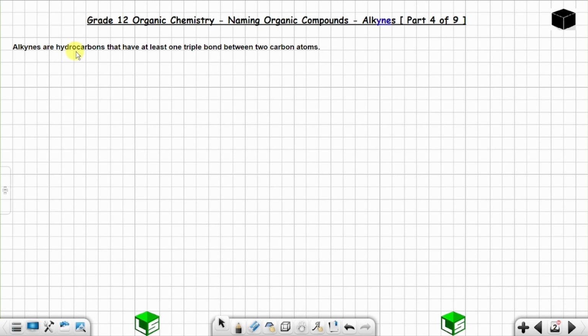Hydrocarbons are compounds made up of only hydrogen and carbon atoms. Alkynes are hydrocarbons that have at least one triple bond between two carbon atoms, and the functional group for alkynes is a carbon triple bond. This one. So this is the functional group for alkynes.